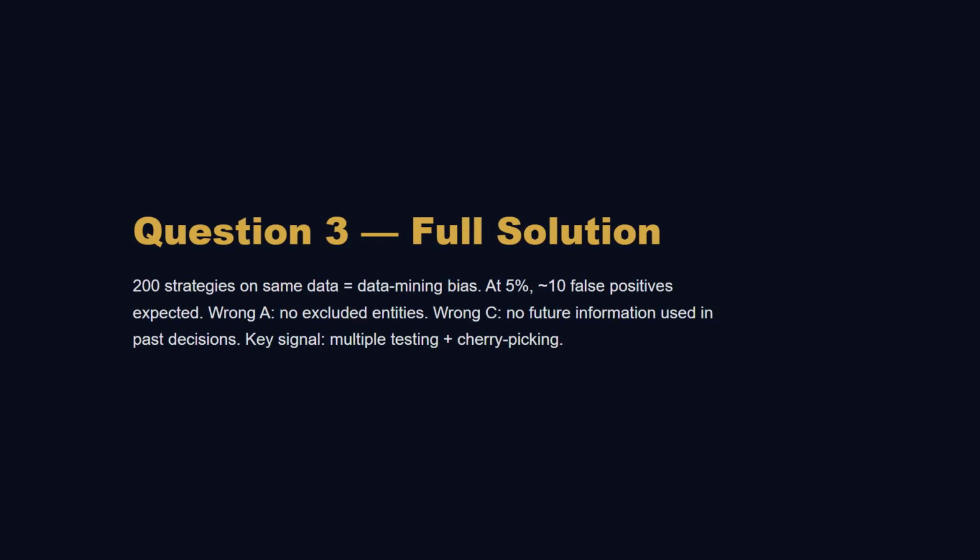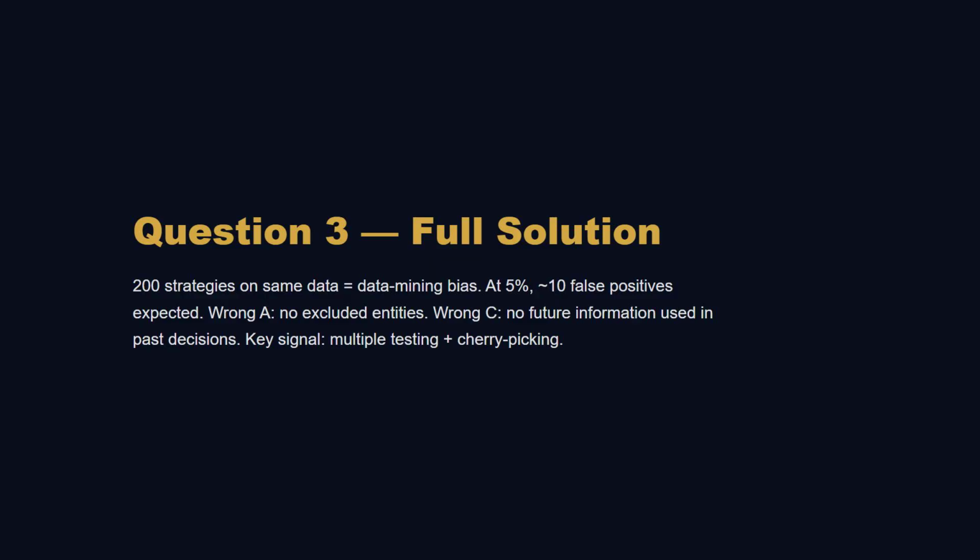The answer is B, data mining bias. Testing 200 strategies on the same dataset is textbook data snooping. At a 5% significance level, you would expect about 10 strategies to appear significant by pure chance even if none of them actually work. Finding one significant result after 200 trials is exactly what randomness would produce.